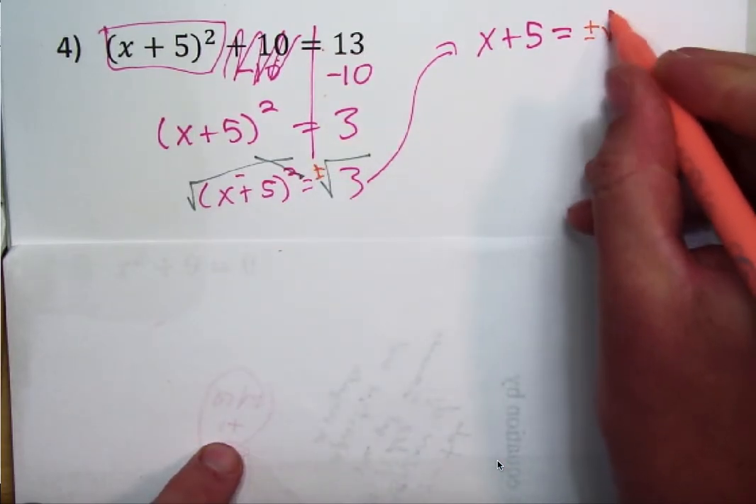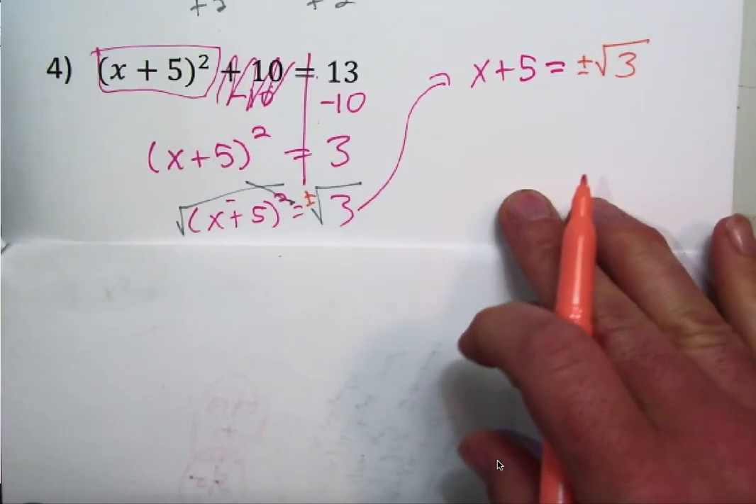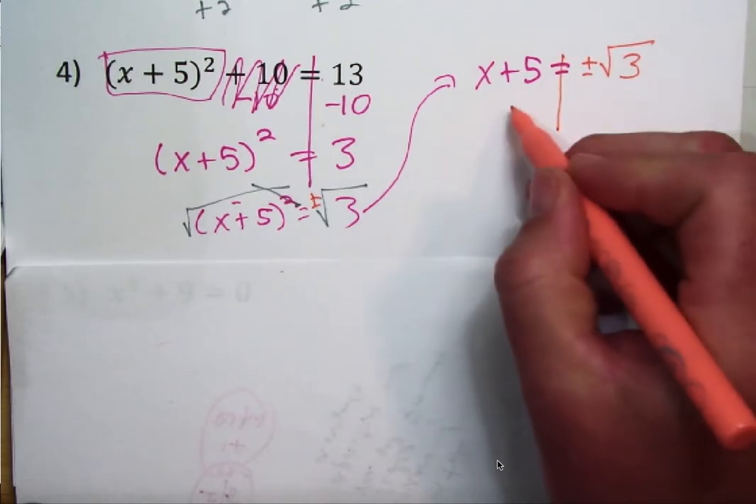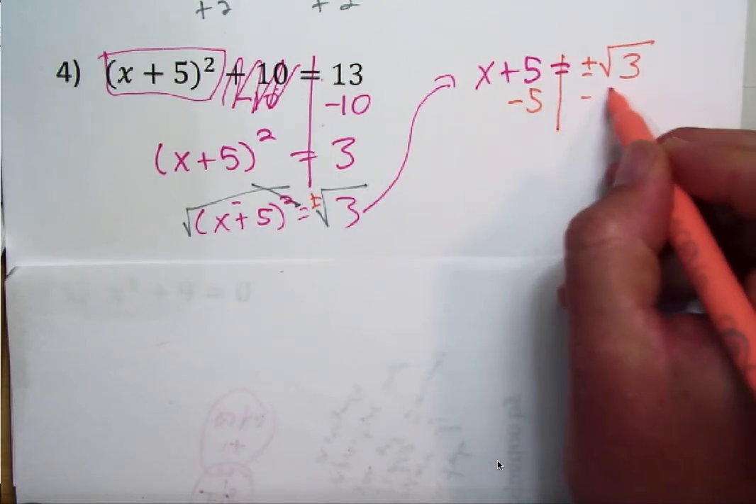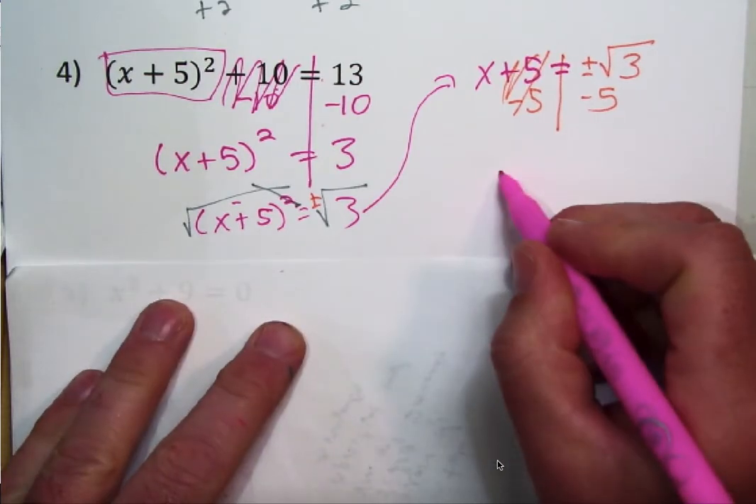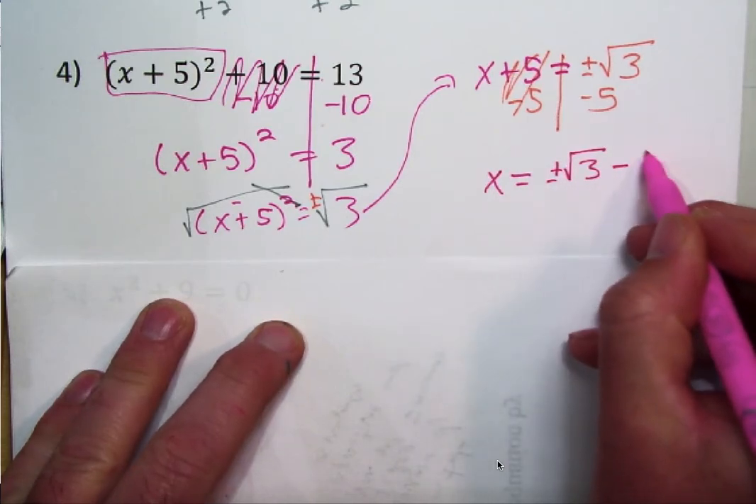Well, the square root of 3 is irrational. It's not a whole number, so it never ends and never repeats, so we just leave it like that. And the last step is to subtract 5 from both sides. You get x equals positive or negative square root of 3 minus 5.